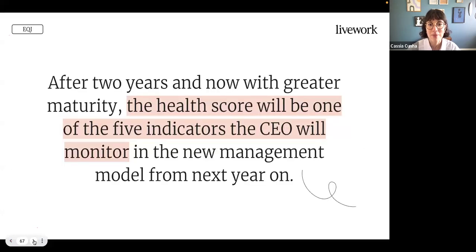And to show the success of this work that they have done, the health score is now one of the 5 indicators the CEO will be monitoring from next year on. They're changing a little bit their management model, and they will have 5 indicators. So this indicates a great success that started with their intention to, hey, we need to understand our customer, the customer experience, to create a new vision, a new service.